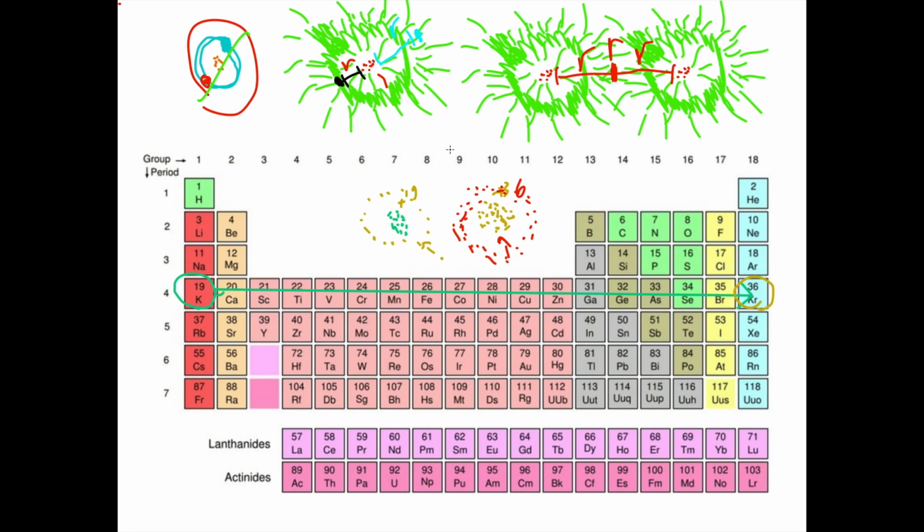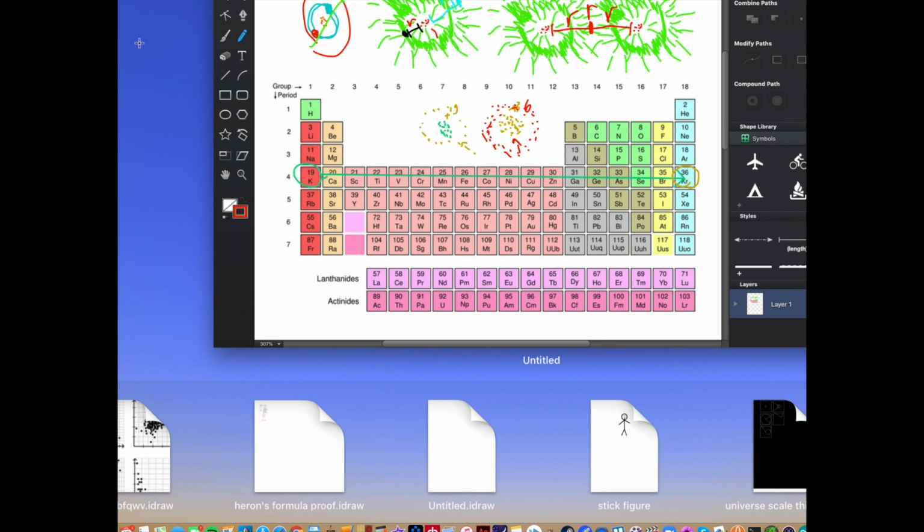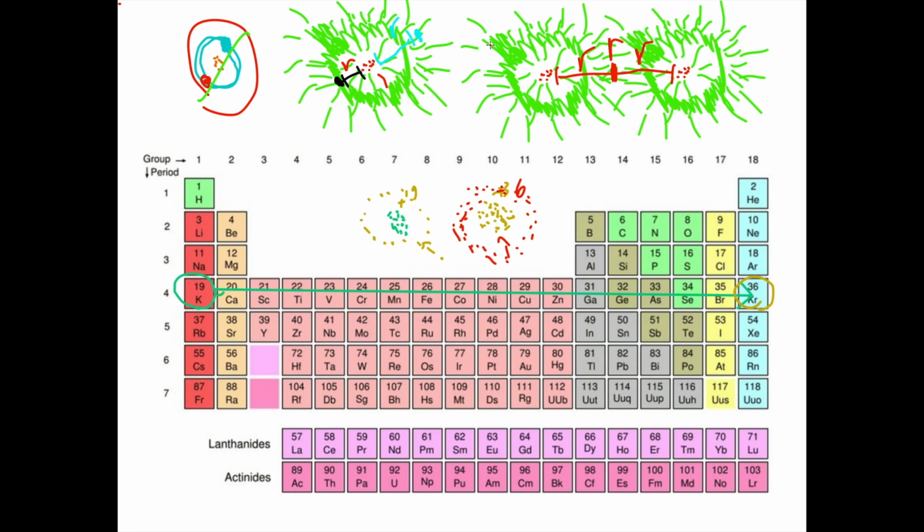So that means the radius here, and the way I drew it, it looks like it got bigger, but it's actually smaller because the electrostatic force, or the electromagnetic force, pulls in more. So that's why the radius is smaller. So if you go from row to row, you get smaller.